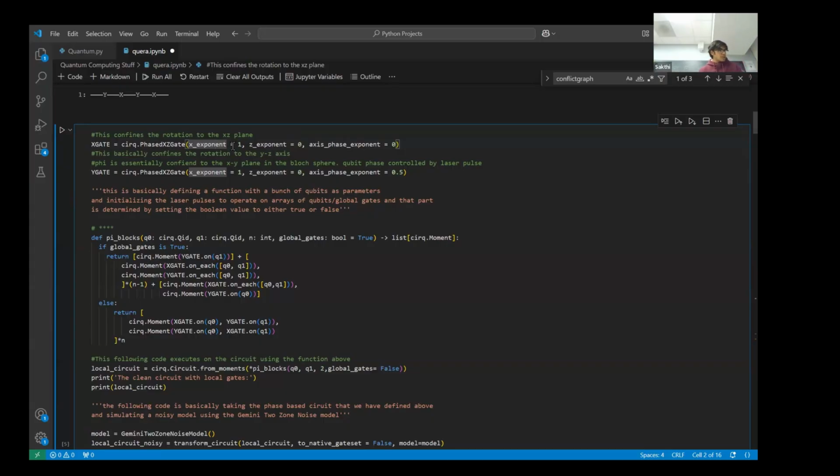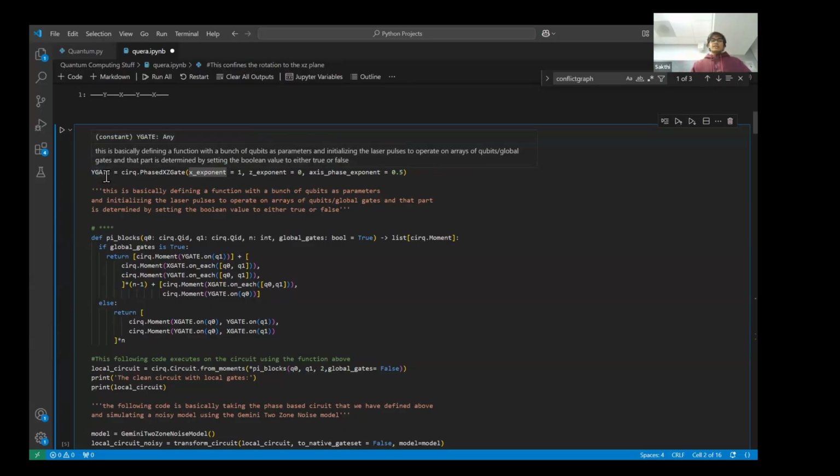So if you want to rotate the state vector by some amount pi, the X exponent is going to be equal to 1. Because when you're operating on a qubit using an X gate, what it's essentially doing is taking it from ket 0 to the other state. So it's doing a pi rotation about the X axis.